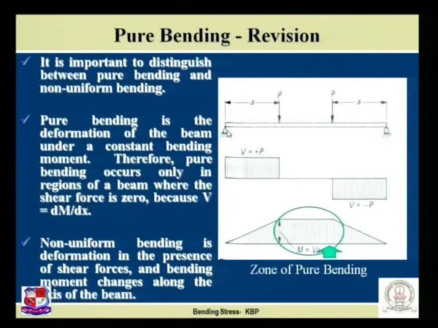Please refer to this particular figure. The given beam is a simply supported beam subjected to two point loads equidistant from the supports. This is the shear force diagram, and in the central region the shear force is 0. And if you observe the bending moment diagram, in this region there is constant bending moment, and the shear force is also 0 in this region. This is known as the zone of pure bending, and the bending stresses generated at this section are called the stresses under pure bending.